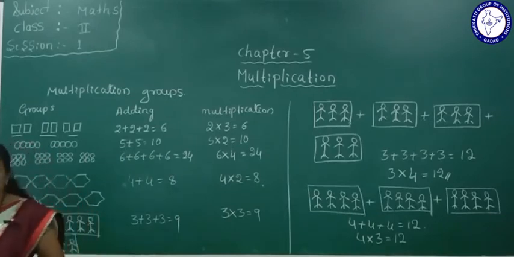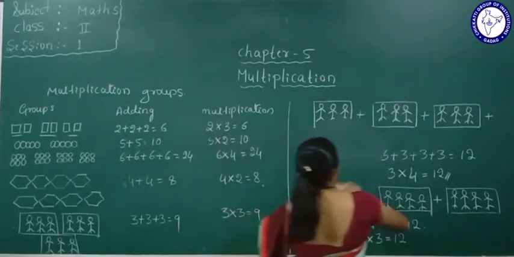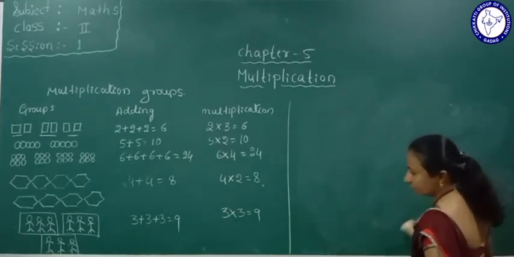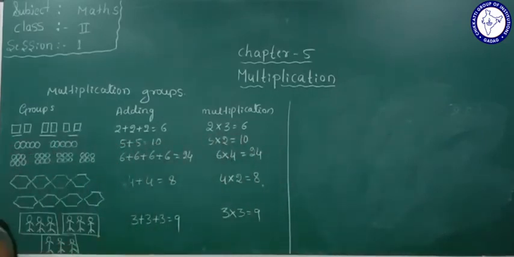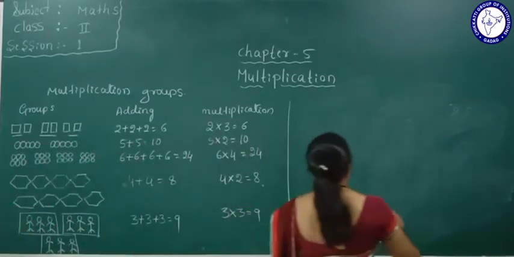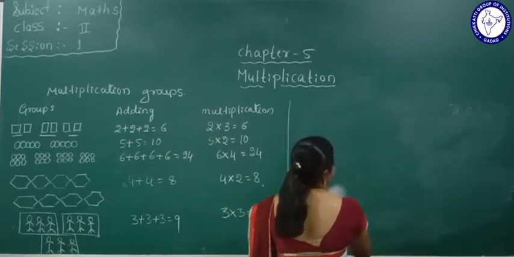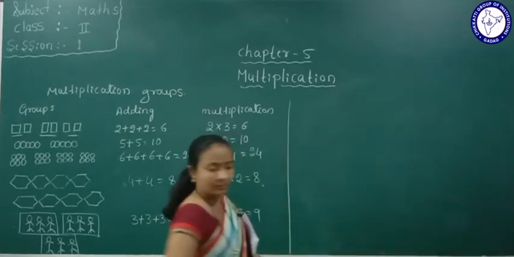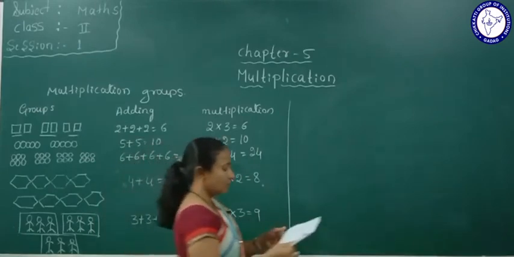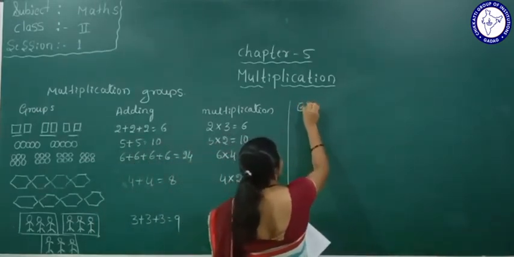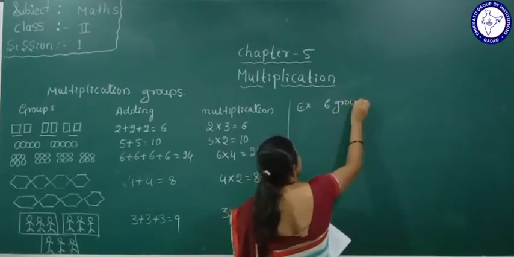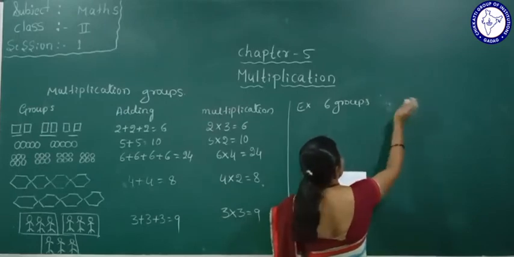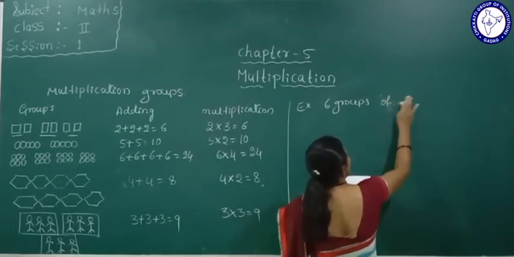So here see, they have given one example. What have they given here? Example. Okay. See the example. So 6 groups of 2. 6 groups of 2.